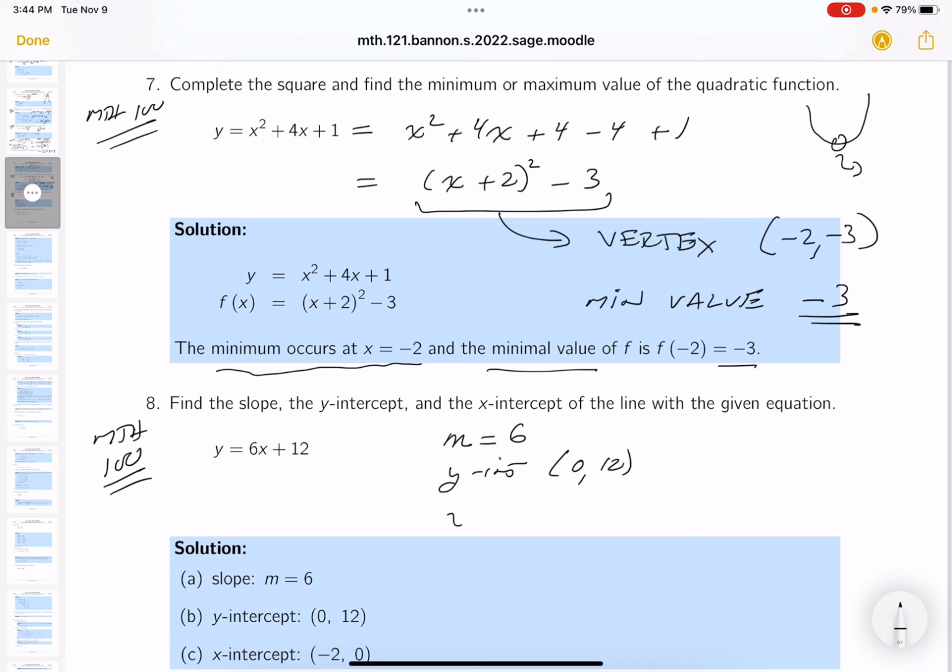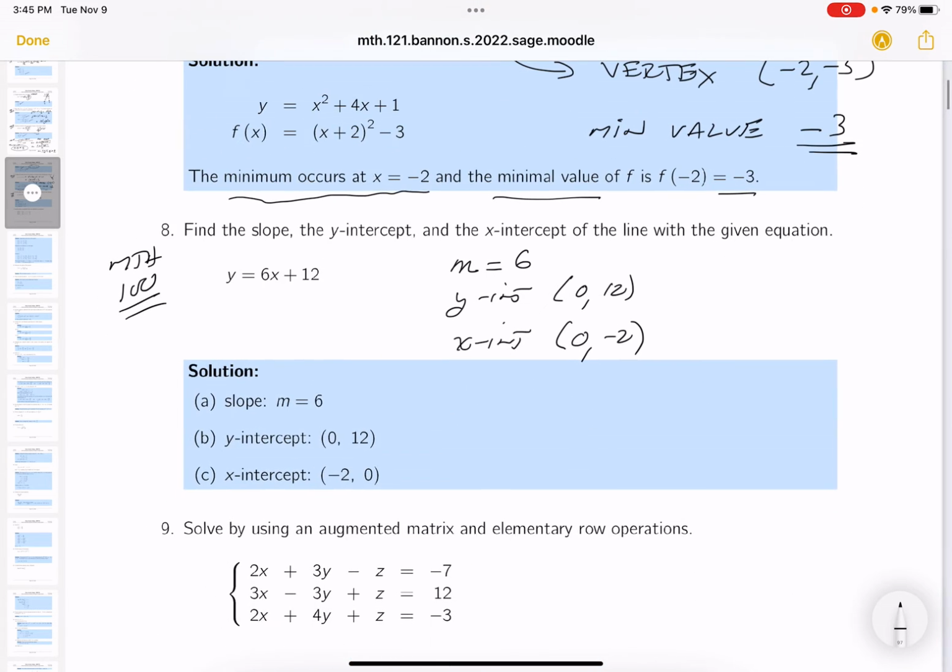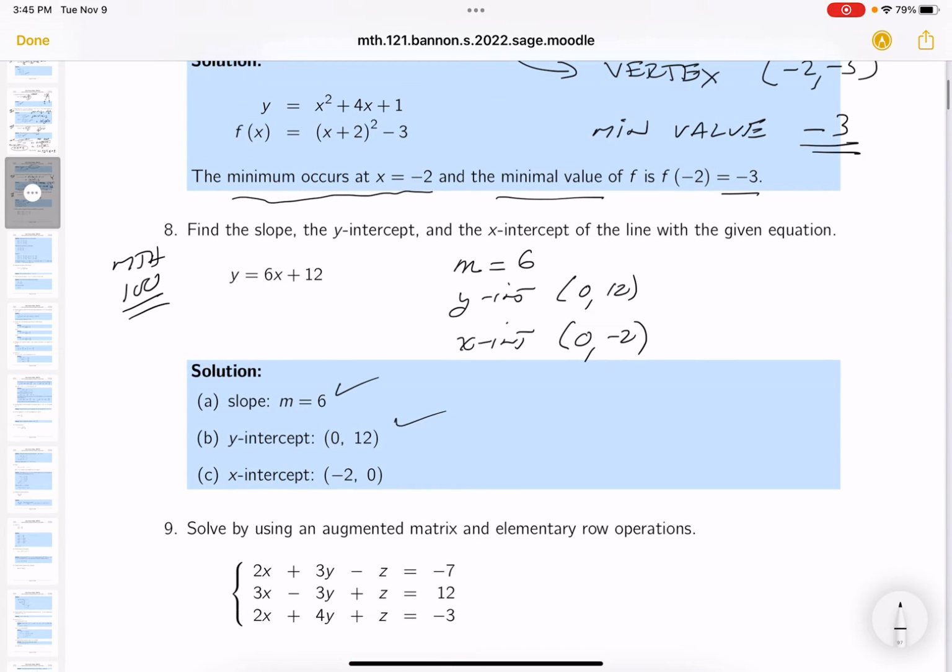And now let me put down the x-intercept. Relatively simple. I set y to be 0. And if y is 0, what would you get? X would be minus 2. Let's check our key. We got the 6, 0, 12. Whoops, made a mistake. I do that sometimes. I'm going to have to correct myself, don't I?